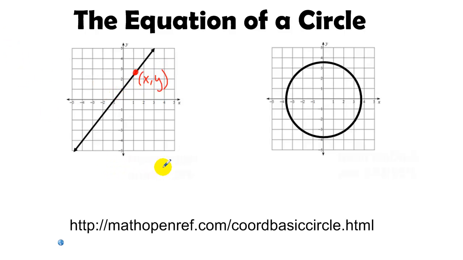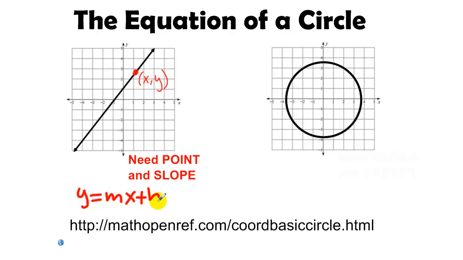But what do we need to do that? Well, we know for a line, we need to know a point and the slope of the line. And if we have that, we're able to write our equation using different equations. One example would be the y equals mx plus b equation. That's used for a line, of course, but what about a circle?